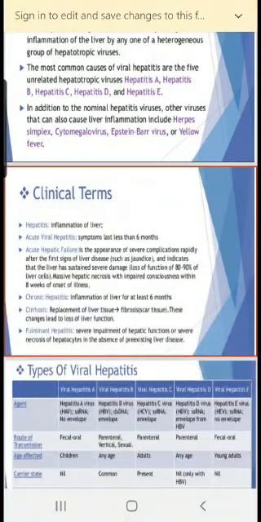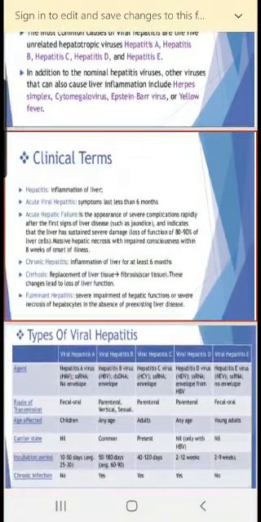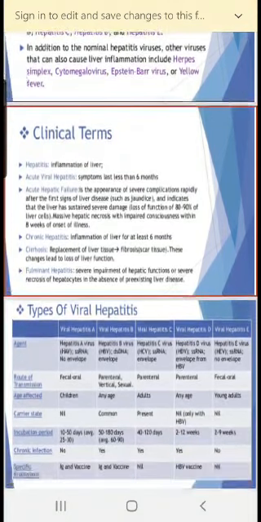So not only these, but we have the other virus infections like herpes simplex, CMV, EB virus and yellow fever, which cause almost similar but not the same symptoms. But the most common of them are mostly hepatitis A, B, C, D and E infections.